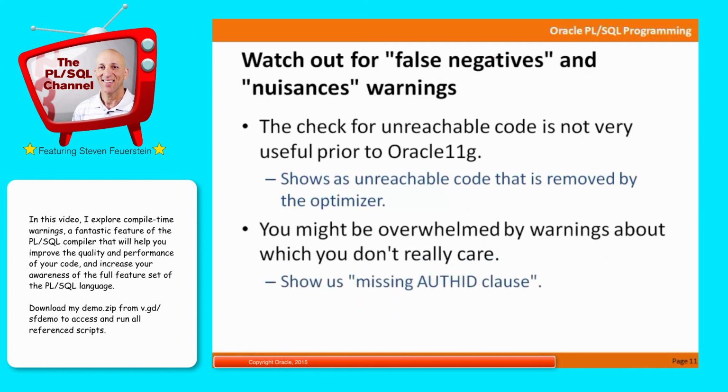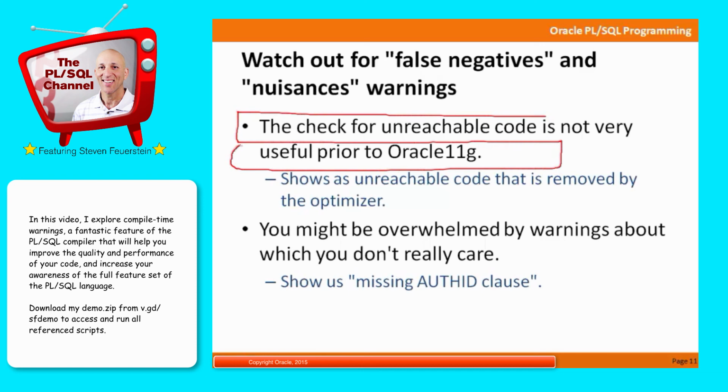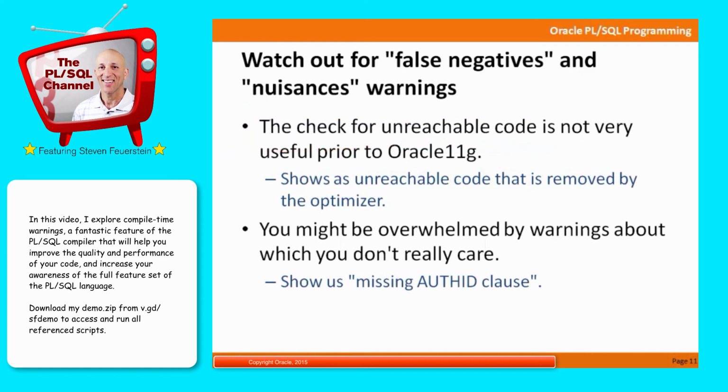So, for example, a couple of things to look at. The check for unreachable code, the PLW 6002 warning, is not very useful prior to 11G. It will actually show you lines of code that always execute as never executing because the optimizer has taken them out. They've been optimized out, for example, a null statement. They've been optimized out, and then the unreachable code analysis says, hey, where's this code? It's gone. That means it can't be executed. So the 11G unreachable code analysis is much better than 10G.